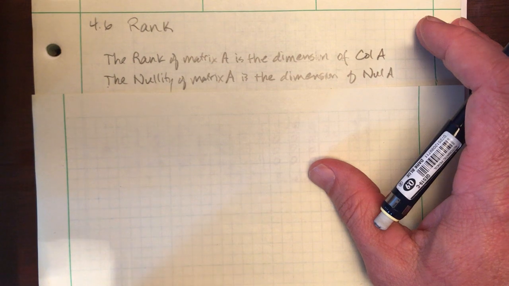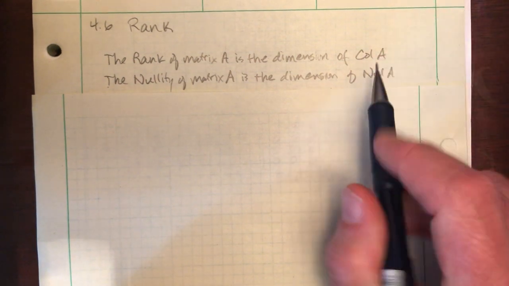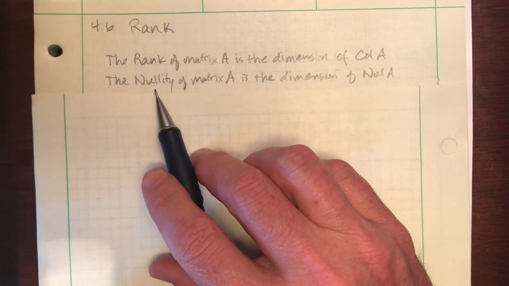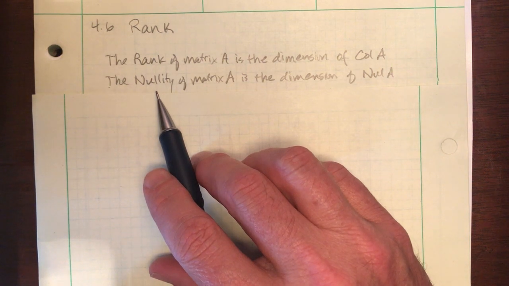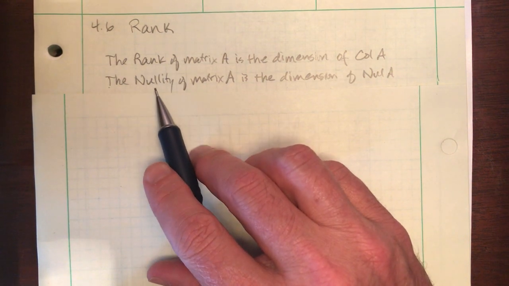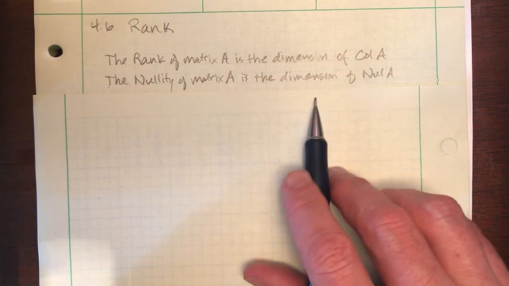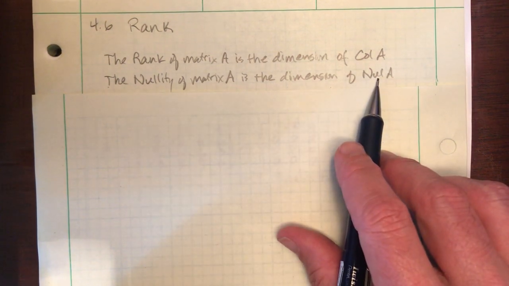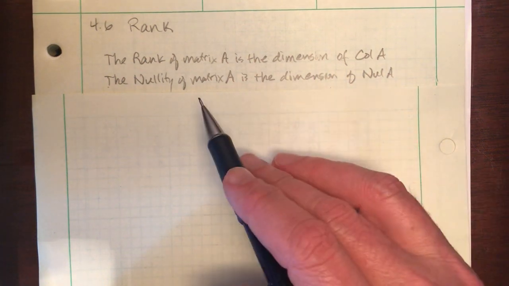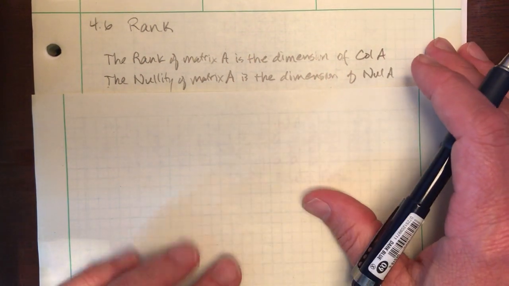The nullity of a matrix is the dimension of the null space. Now, our book doesn't use that term nullity. I've seen it in other books, so I just wanted you to be aware of it. You're going to continue to hear it just being asked, what's the dimension of a null space? But again, the dimension of a column space is this new thing called the rank of a matrix.